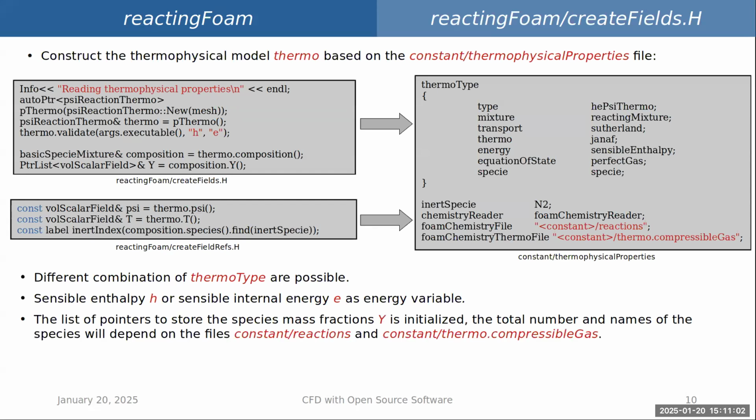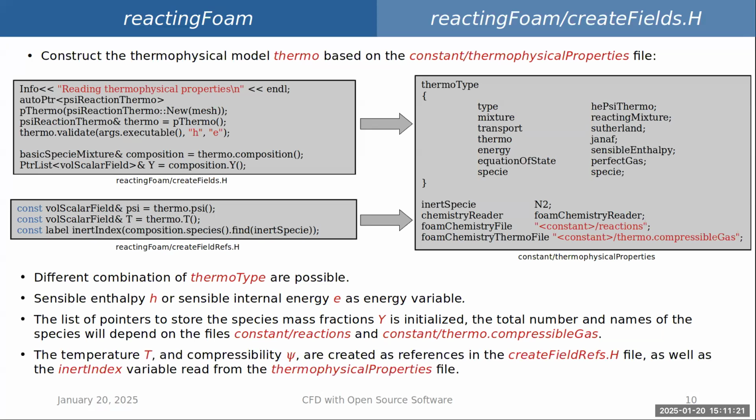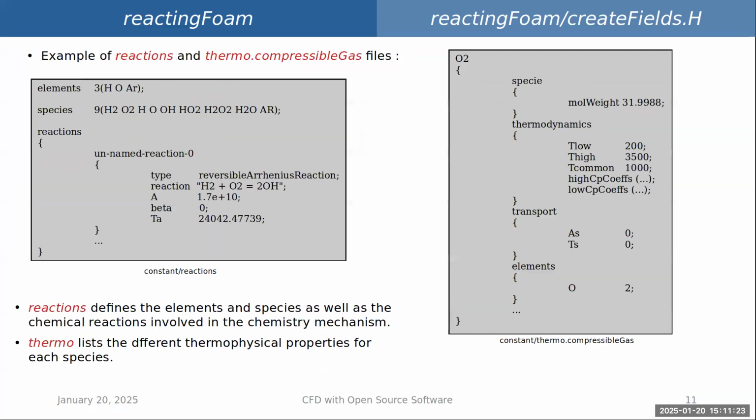Then the mass fractions are set up using species information from the reactions and thermo.compressibleGas files. And we also have in this createFieldRefs.H the temperature and compressibility that are defined as references for later use in the solver.